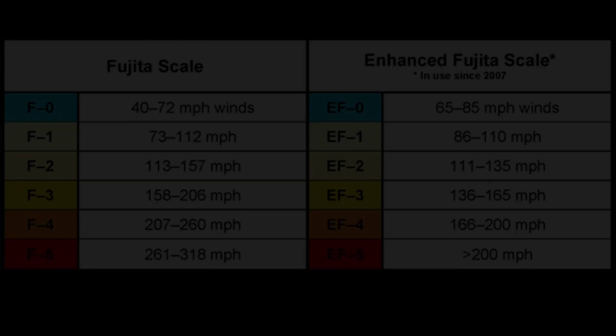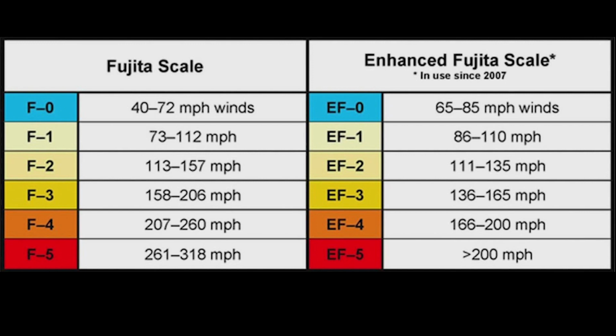The original F scale, the Fujita scale, was modified in 2007, and it had to be updated because it reflected changes in how we did construction. So newer construction was able to withstand higher wind speeds, and so that scale was adjusted to the Enhanced Fujita scale, or the EF scale.